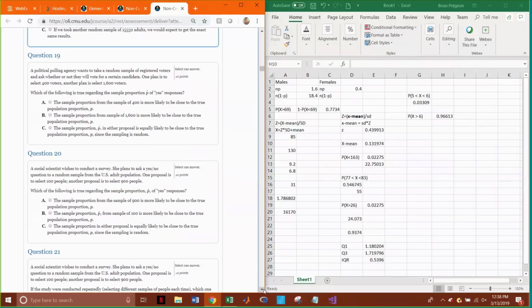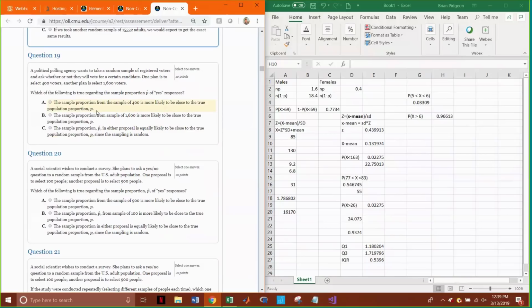So with sampling distributions, either proportions or means, the larger the sample size, the smaller the variability, which means the smaller the standard deviation. That's why you want a large sample size. So the variability changes based on the sample sizes, but regardless of the sample size, the sampling distribution will always be at the population value. So in number 19, we're looking to either sample 400 voters or sample 1,600 voters. But the sample proportion, let's see.